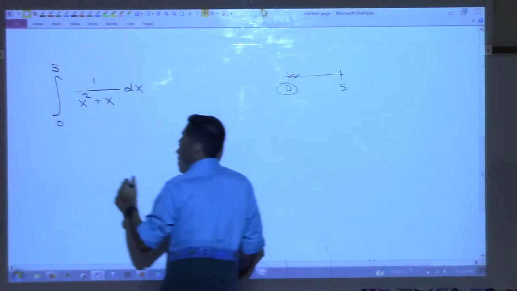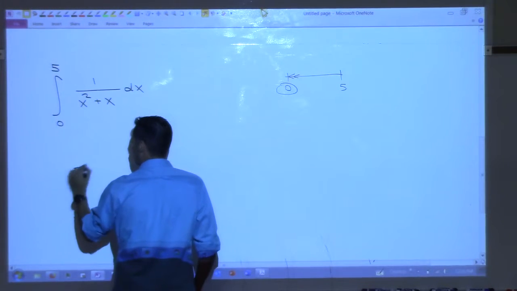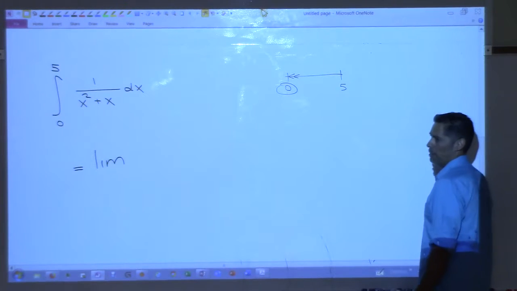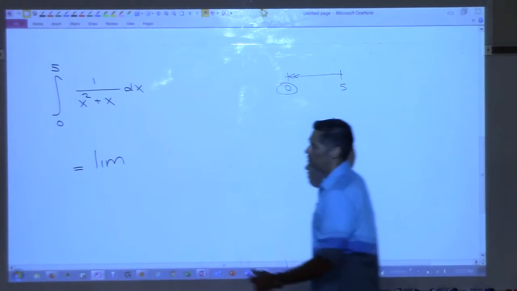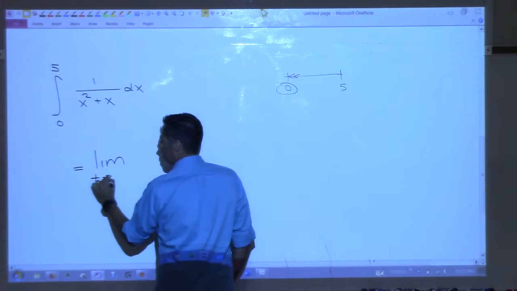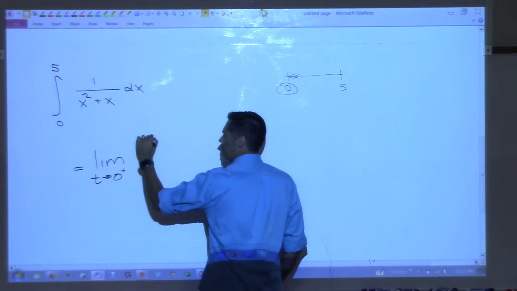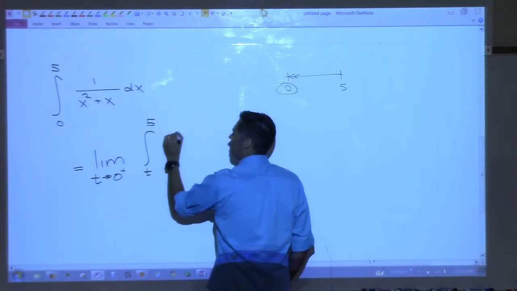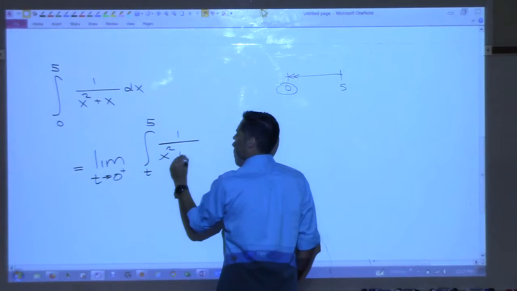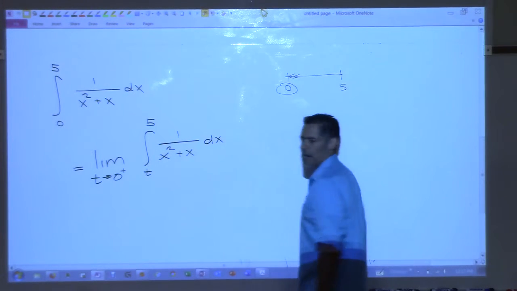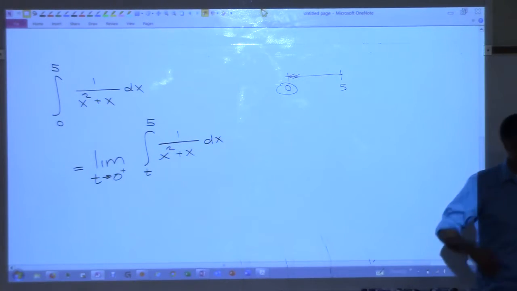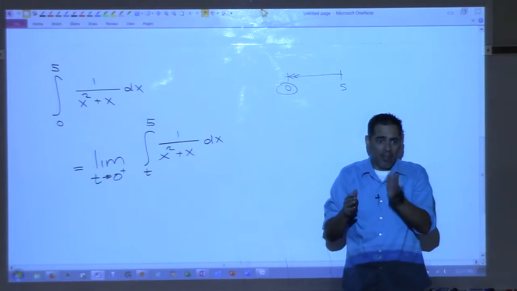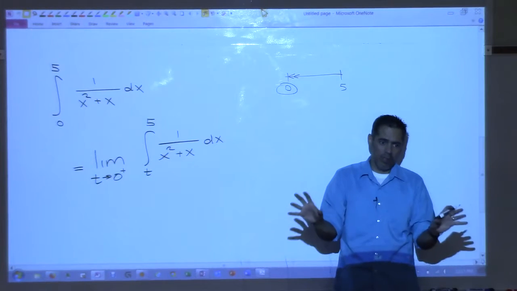So this is going to set up, let's see if anyone can tell me just what this is with the limit right away. I'm going to do the limit as t approaches 0 from the right of the integral from t to 5 of this thing. That's the setup right there. We only need one integral here because we only have a problem at 0. In the previous one, we had a problem in the middle, so we had to come in from both sides, so we had to do 2 integrals.